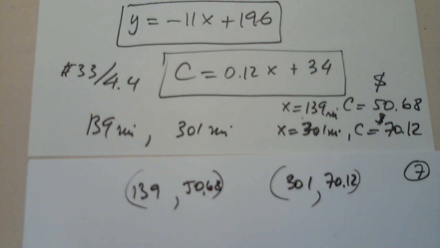Okay, let's continue. Let's finish up this and move on to 4.5, the last section, before we start reviewing. Okay, so what does it want? Fine. So 50.68. Fine. And 70.12. Good. Good. Okay.